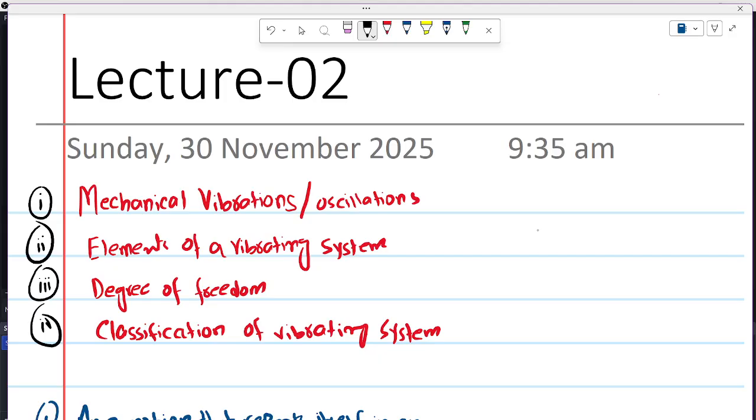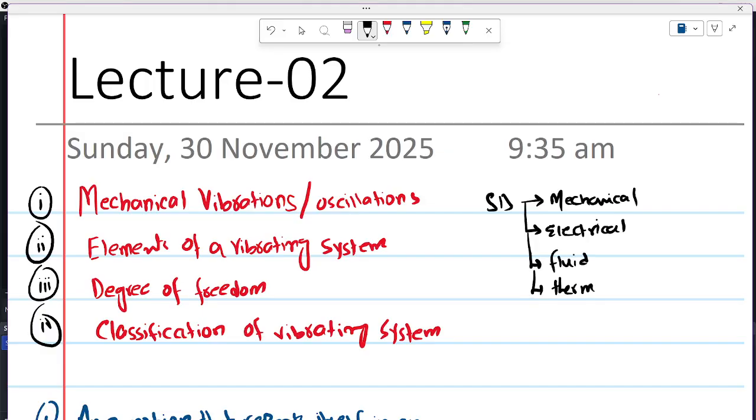So just to relate the last lecture and this lecture, system dynamics, I will just call it SD, can be applied on mechanical systems. It can be applied on electrical systems too. It can be applied on fluid systems. It can be applied on thermal systems. So you see, system dynamics is basically a technique to study the changing behavior of any system with time.